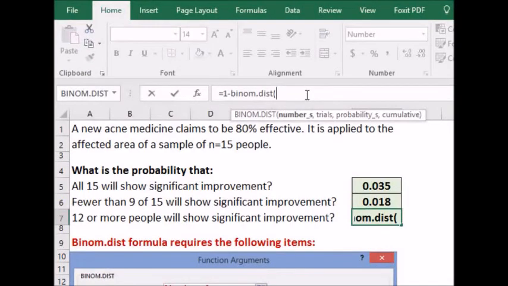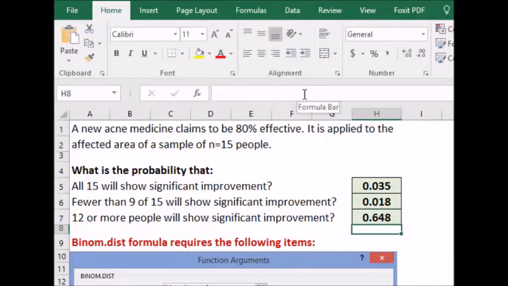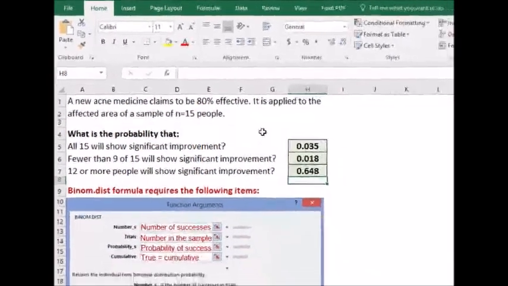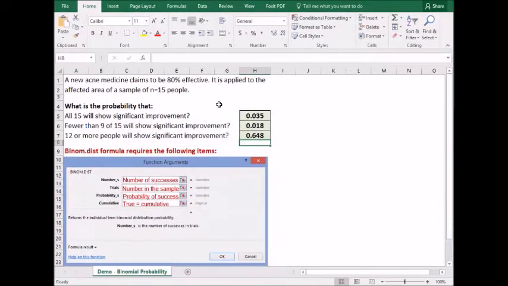My number of successes here is 11 because we're going to set cumulative to be true, which will tell me the results of up to and including 11. 0.8 for the probability and true. Close parenthesis, and the probability is just under 65% that 12, 13, 14, or 15 will show significant improvement. In this video, you have learned how to apply the binom.dist formula to determine discrete and cumulative probabilities using a binomial probability distribution.